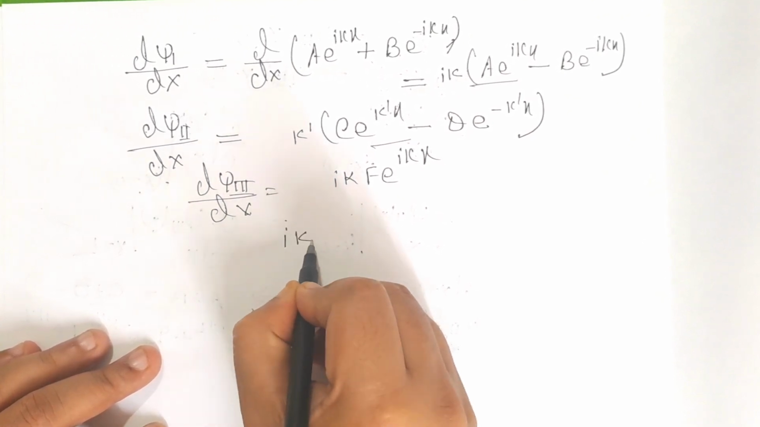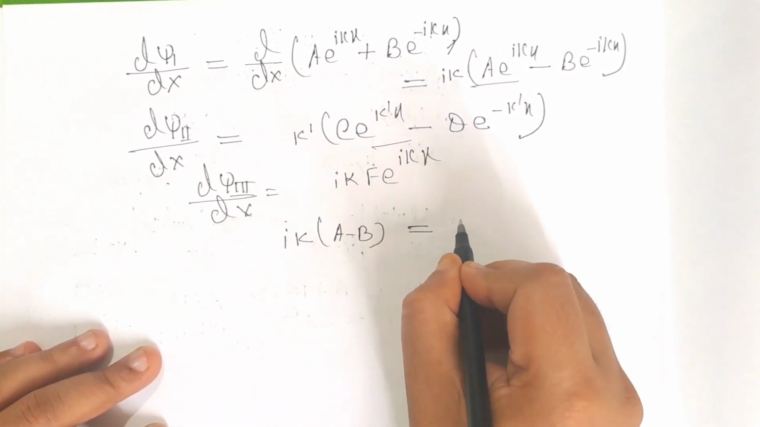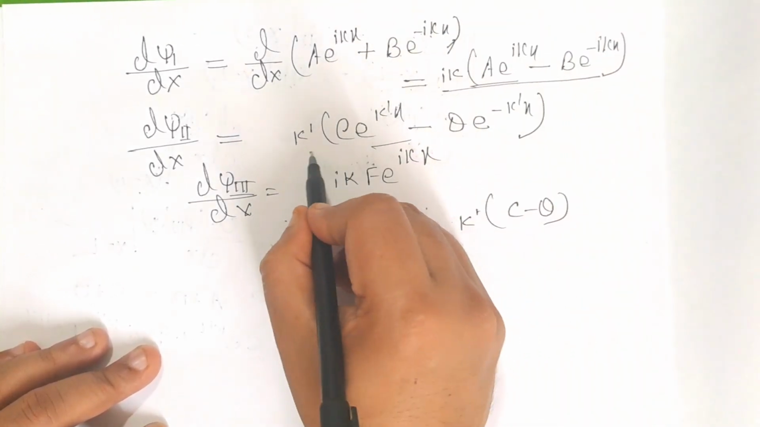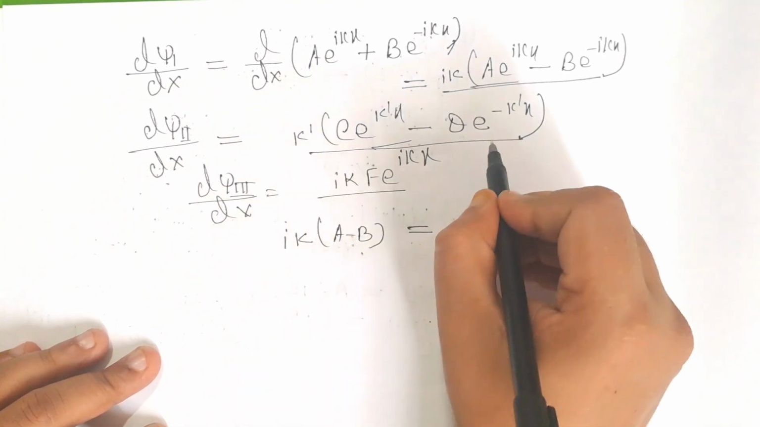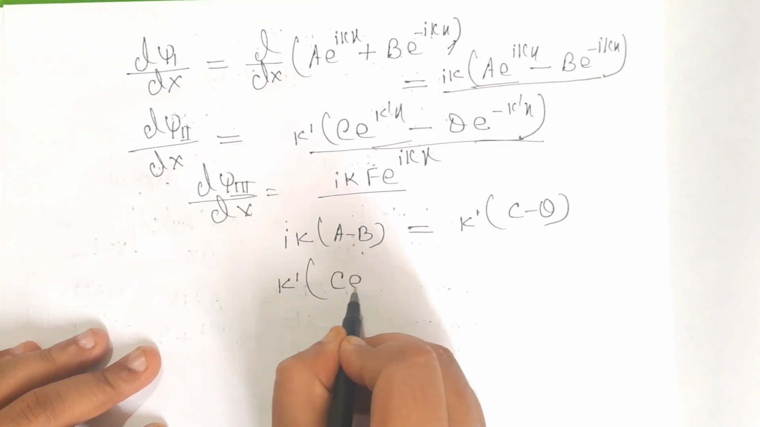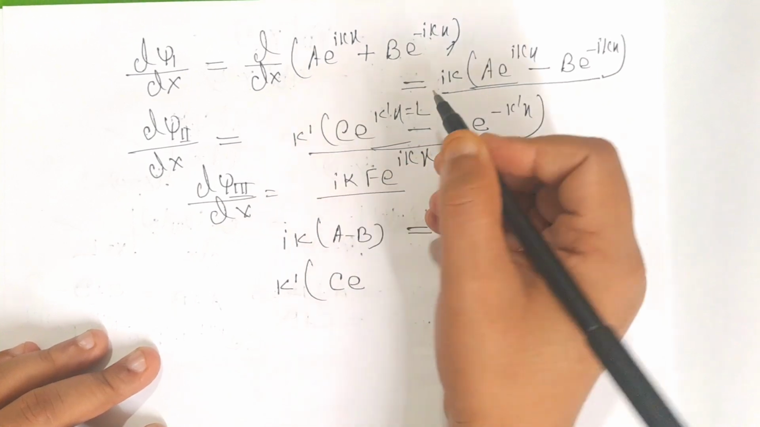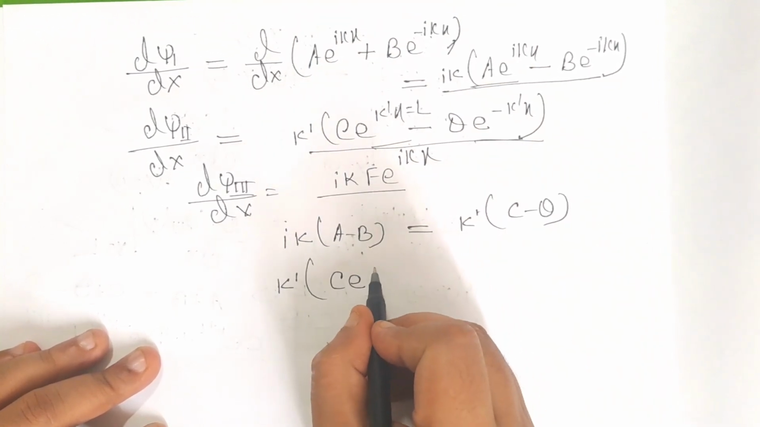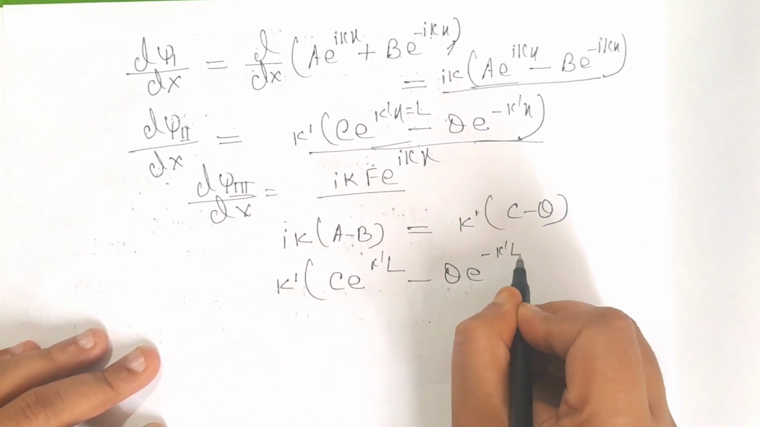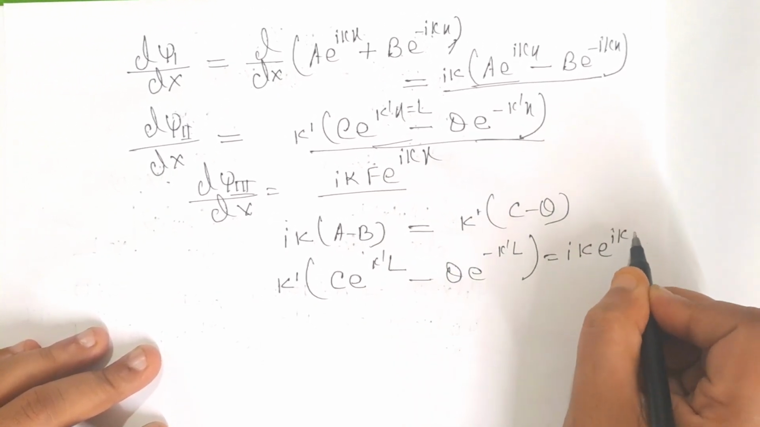i k (a − b) equal to k' (c − d). Equating this one and this one, again we can equate this one and this one. We will get k' c e to the power, here instead of x we can put L, c e to the power k' L minus k' d e to the power minus k' L equal to i k f e to the power i k L.